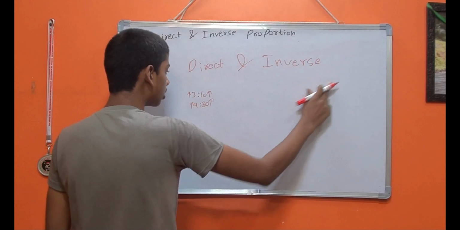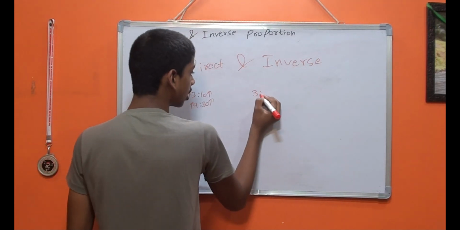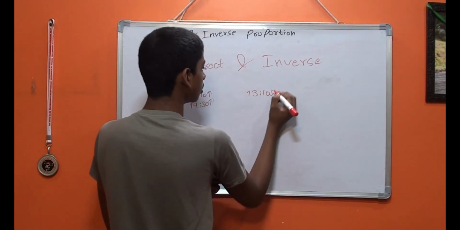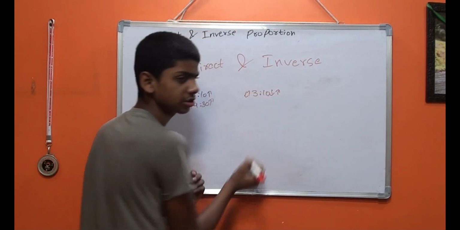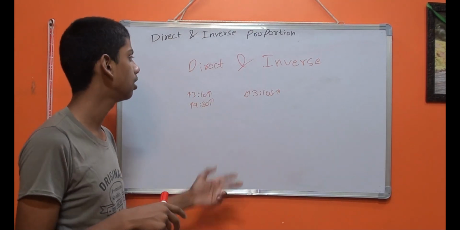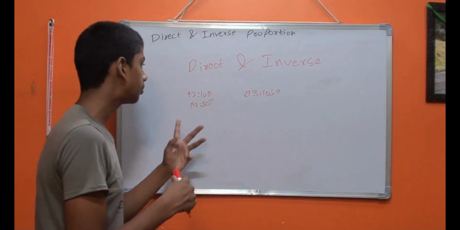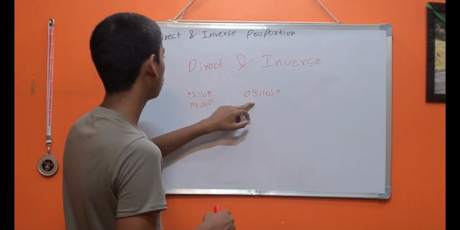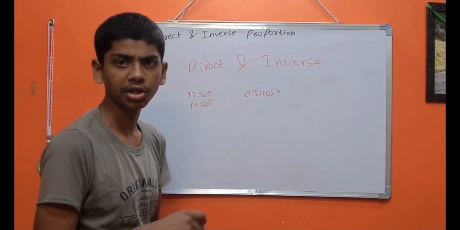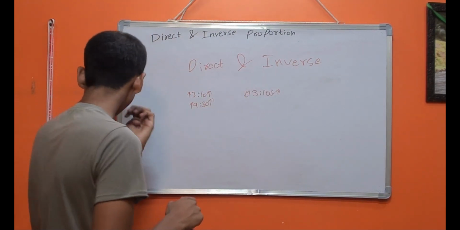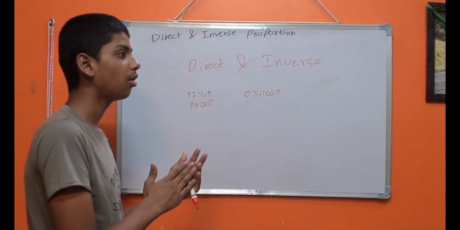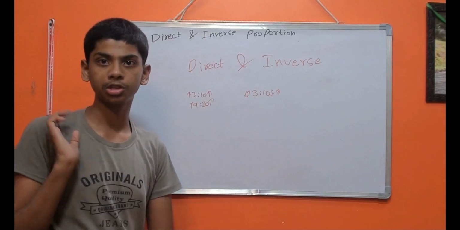But in inverse proportion, take 3 is to 10. If this increases, this decreases, and if this decreases, this increases. If the 3 value increases to 9, then the 10 value drops, it becomes 3 or so. If the 3 value decreases to 1, this 10 value will increase up to 20 or 30. That is inverse proportion. Now let's see where to use direct proportion and inverse proportion.